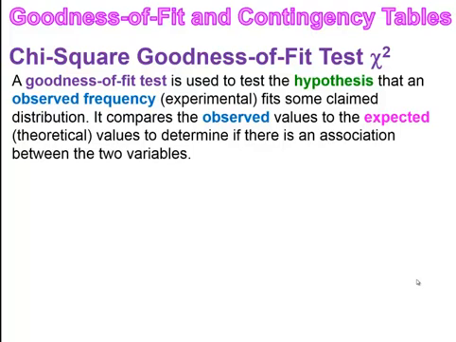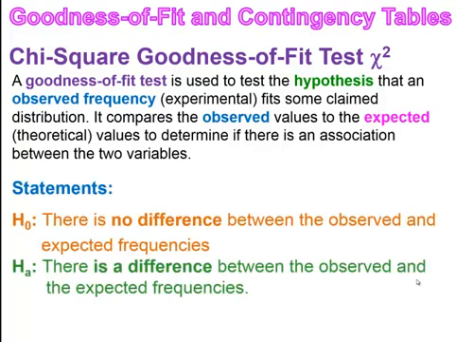to come out. So the statements for the hypotheses: the null is there is no difference between the observed and the expected frequency. And for the alternative, there is a difference between the observed and the expected frequency. So these would be the statements that we would use for the chi-square goodness of fit test.